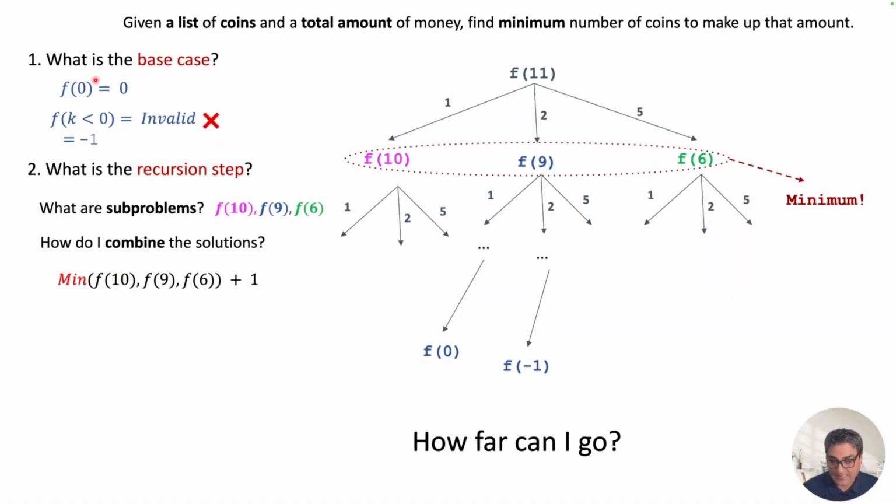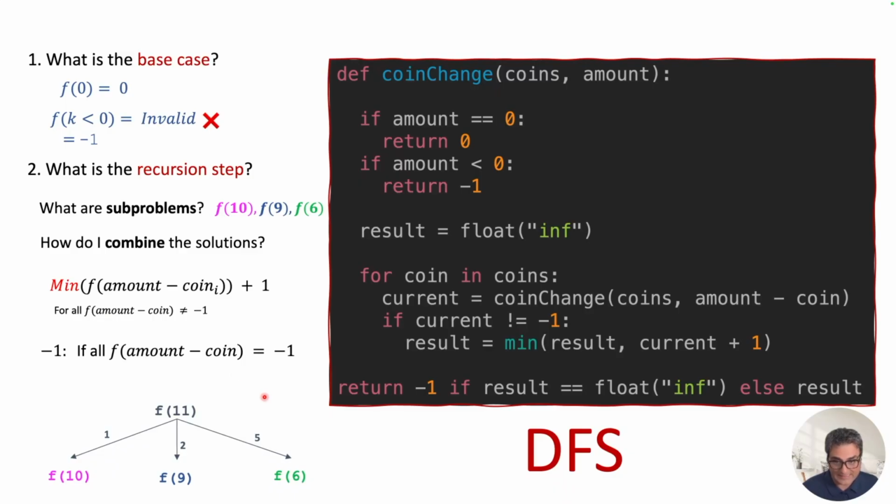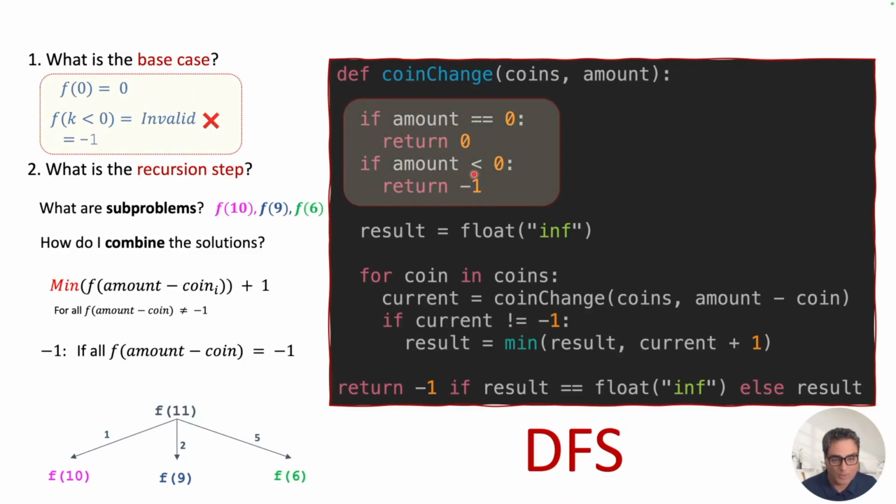Now that we answered these two questions, what's the next step to completely solve the problem? You guessed it right. It starts with a capital D, DFS. So let's convert this to DFS. As you can see, this part corresponds to my first question, which is my base cases. And we have to be a little bit more accurate here for the combining function.